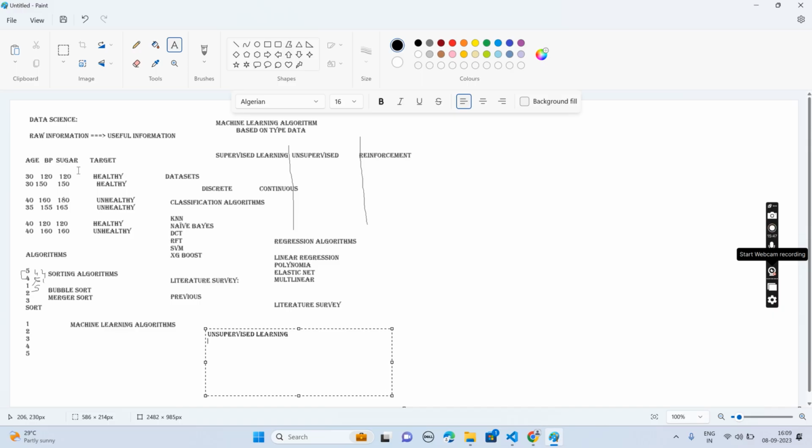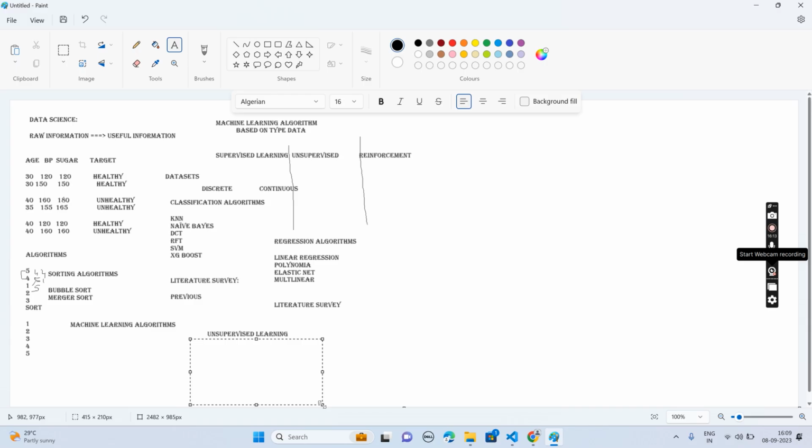Okay, now suppose here I am not having the target itself. I am having only age, BP, sugar. I need to predict whether the person is healthy or unhealthy. I am not having any target column here. I need to identify automatically and I need to predict that one. So if you don't have the target column and we are having only the dependent variables like age, BP, sugar, that comes under unsupervised learning.